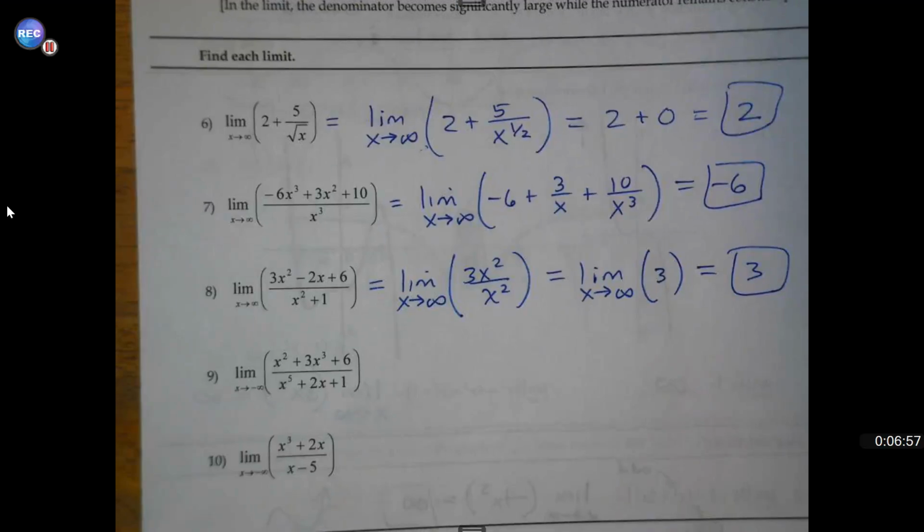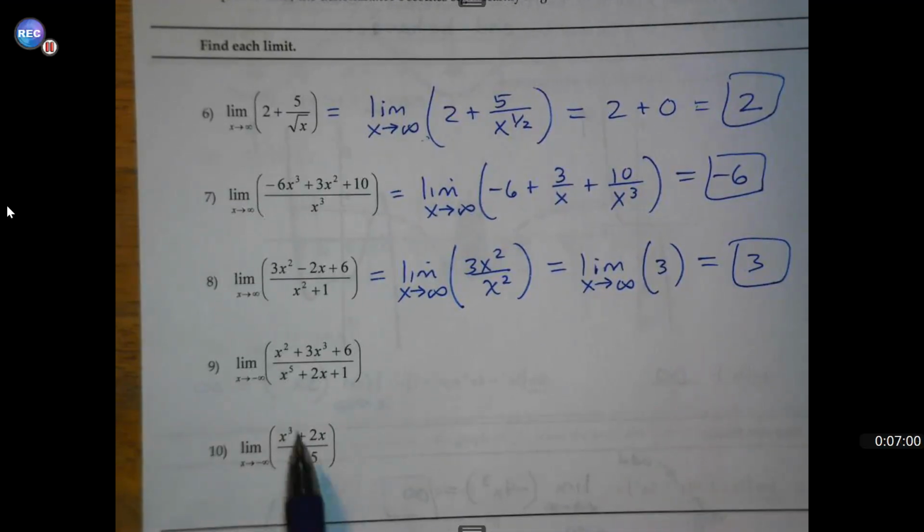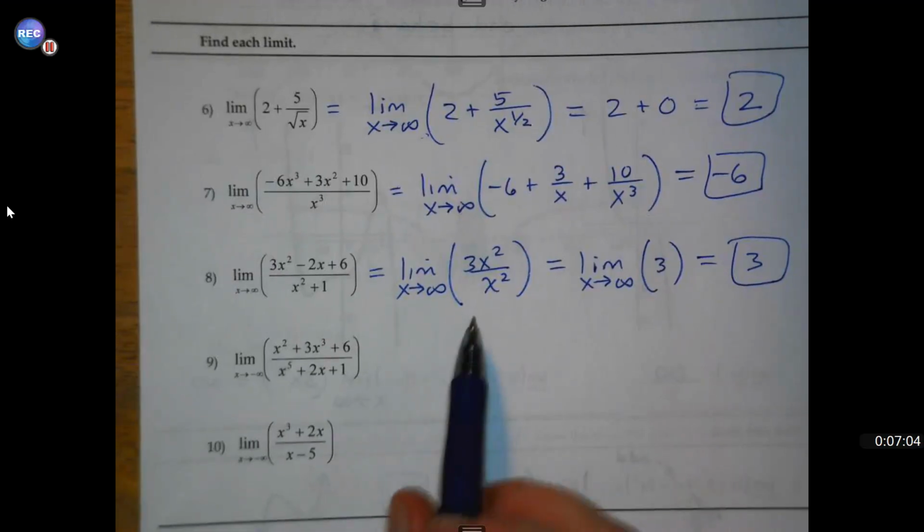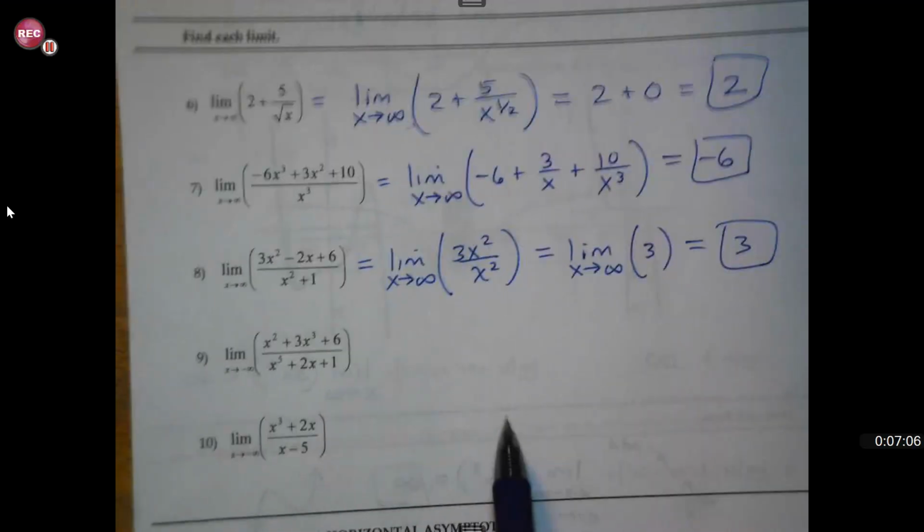Okay, so why don't you pause the video, see if you could do number 9 and 10. You could do it just like number 8 and set up the ratio of the terms with the highest powers and just see what you get.